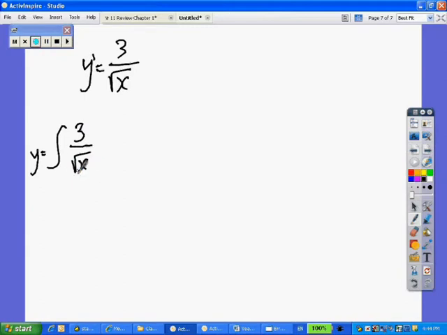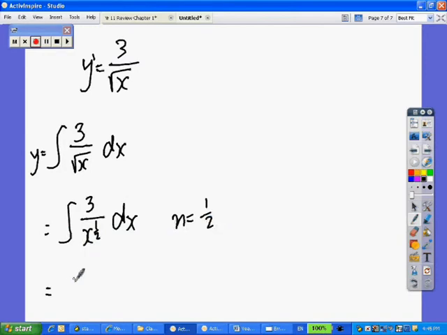Now I'm going to rewrite this to make it easy because I can't really do anything with it under there. Don't forget the dx, by the way. So I'm going to say the integral of 3 over x to the power of 1/2, because I can rewrite that as x to the power of 1/2, dx. Now I've got to take n plus 1. So in this case, n is 1/2, and n plus 1 is going to be 1.5. So I've also got to divide by 1.5.